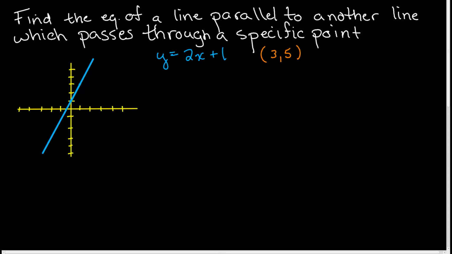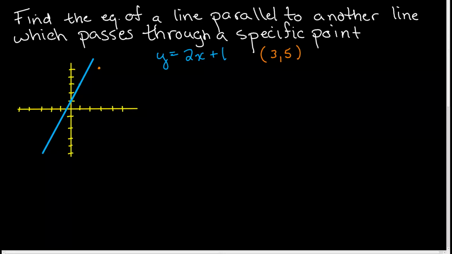Now in orange, we'll put our point, (3, 5). If we come over 3, up 5, we'll put a point right here. And that represents this place. So again, what we're trying to do is find a line that's parallel to this line and passes through this point.